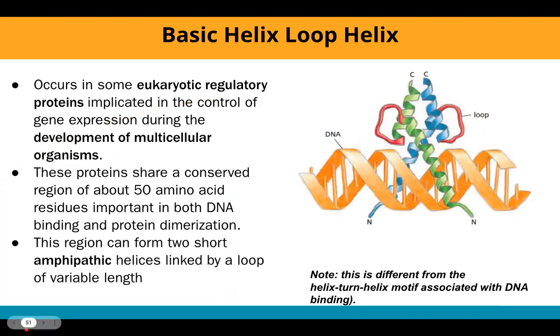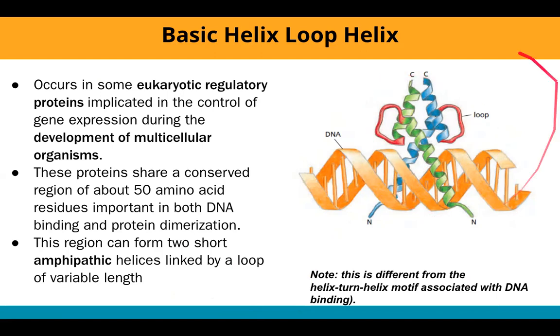Next, we have the basic helix loop helix. The basic helix loop helix occurs in some eukaryotic regulatory proteins implicated in the control of gene expression during the development of multicellular organisms. Usually, they are present in proteins that are involved in embryogenesis and in development. These proteins share a conserved region of about 50 amino acid residues important to both DNA binding and protein dimerization. And this region can form two amphipathic helices linked by a loop of variable length.